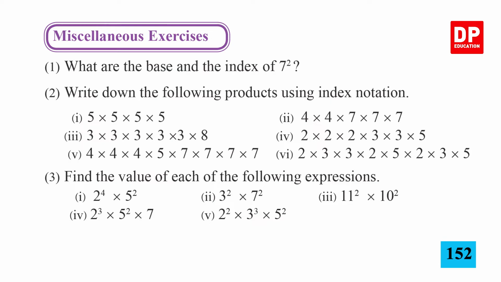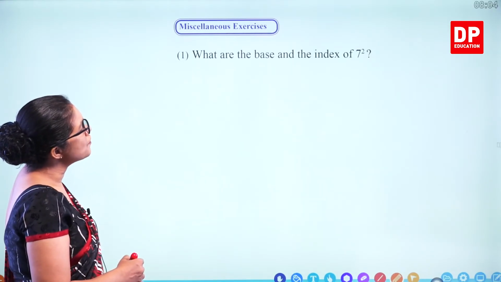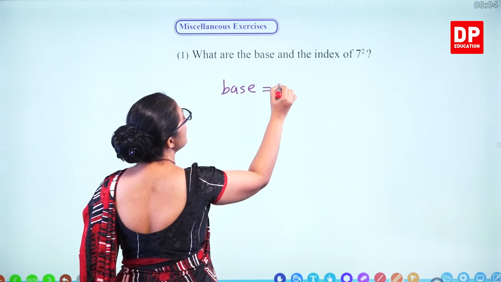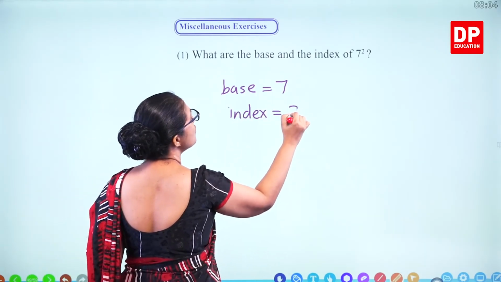Now we'll look at miscellaneous exercises. What are the base and the index of 7 squared? Base is 7 and index is 2.